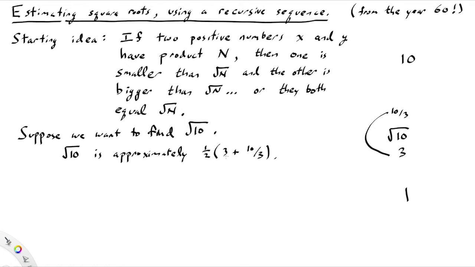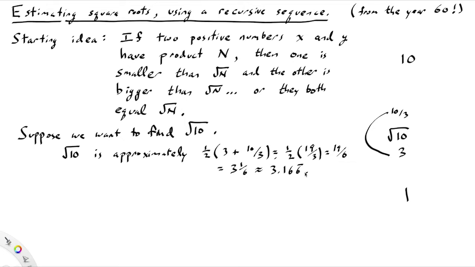And the average of 3 and 10 thirds, if I work out my fractions, this is 1 half. 3 is 9 thirds, plus 10 thirds, they add to 19 thirds. And this is equal to 19 sixths. Or, in a mixed fraction, this is 3 and 1 sixth. Or in decimals, this is equal to 3.166 repeating.